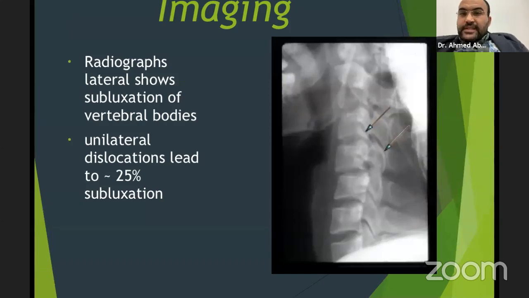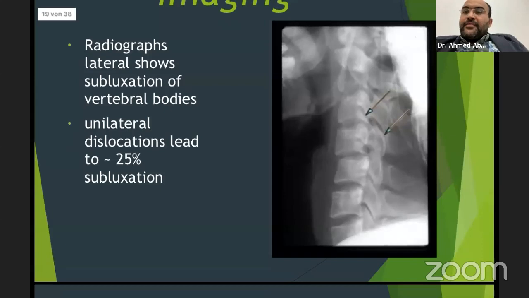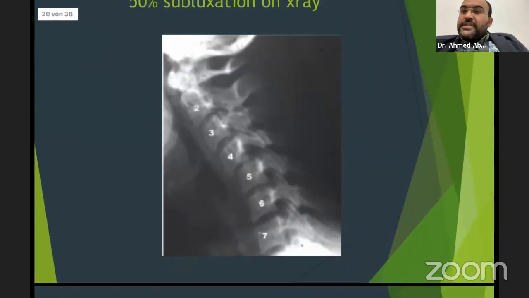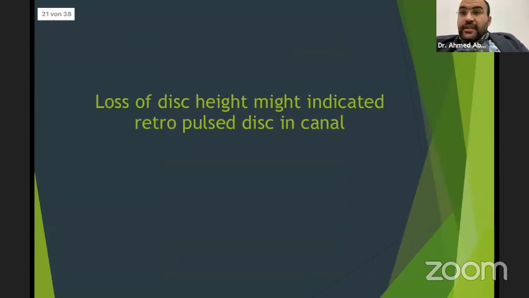Unilateral dislocations, as I said, comprise 25% of subluxations, and bilateral facet dislocations about 50% of subluxations in the X-rays. One of the signs you can see in the plain X-rays is the loss of disc height, which might indicate retropulsed disc material in the canal, and this also requires an MRI later on.